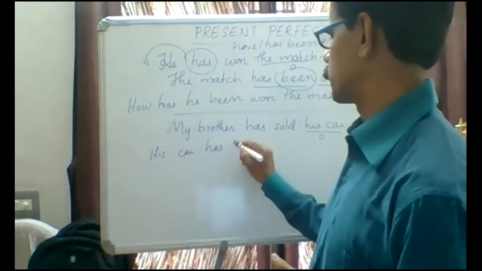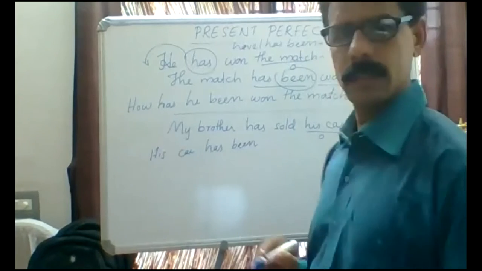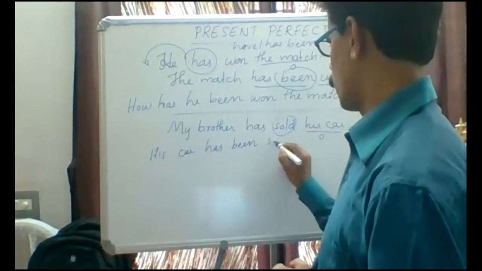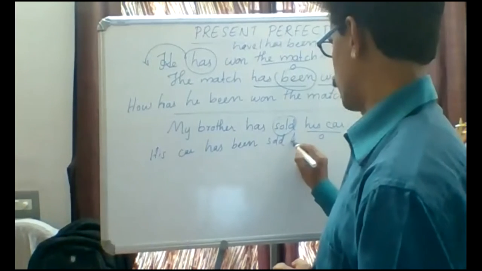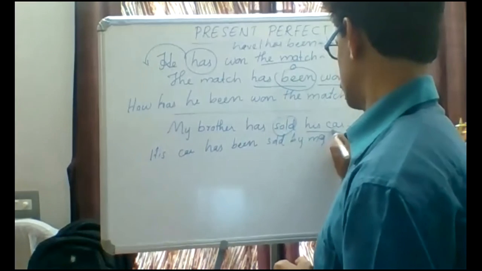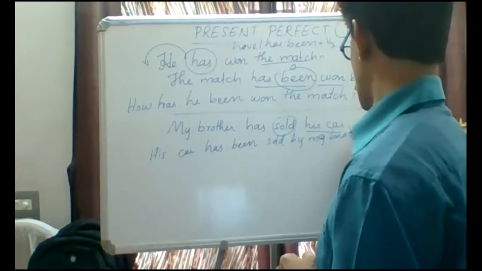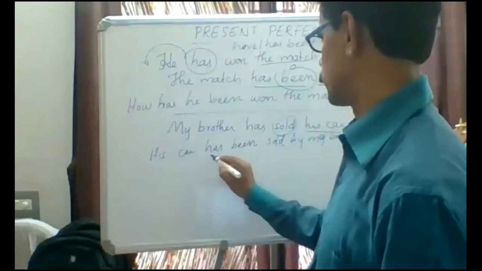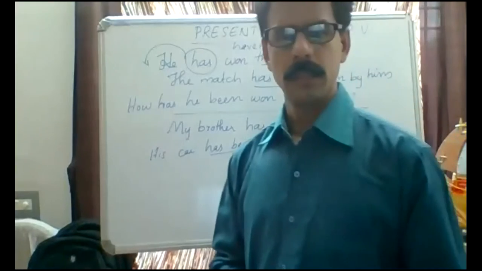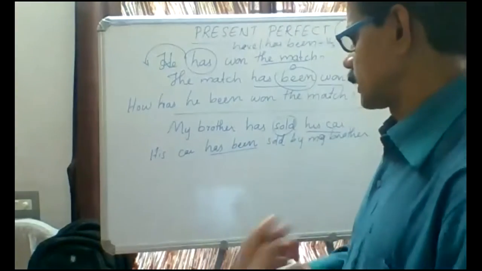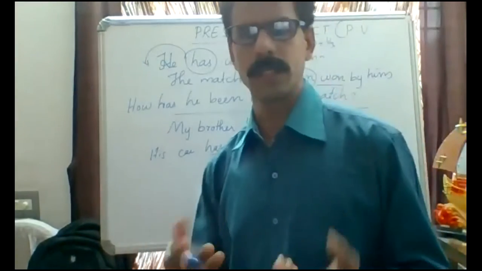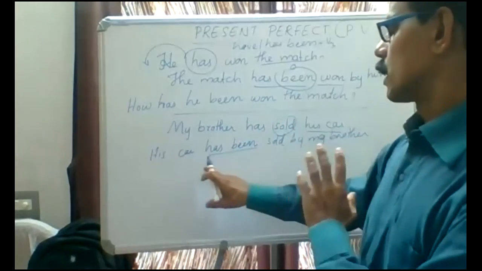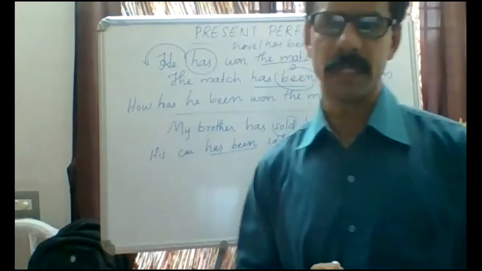His car has been. What is the V3 already given here? This is the V3 form: solved. Solved by my brother. My brother, same. There is no change at all here. Only just add has plus been, has been. Same if you make it into negative: my brother hasn't solved his car. Answer is: his car hasn't been solved by my brother.